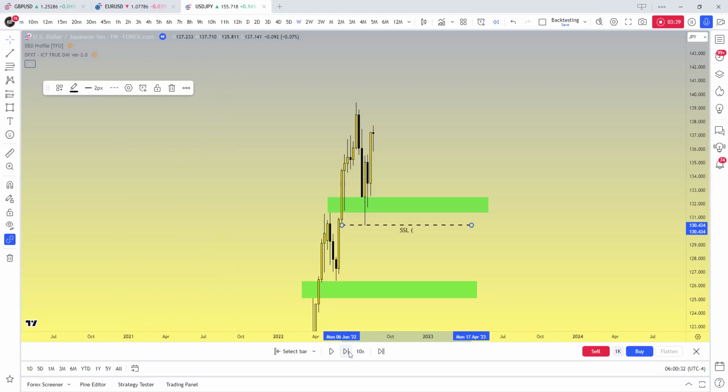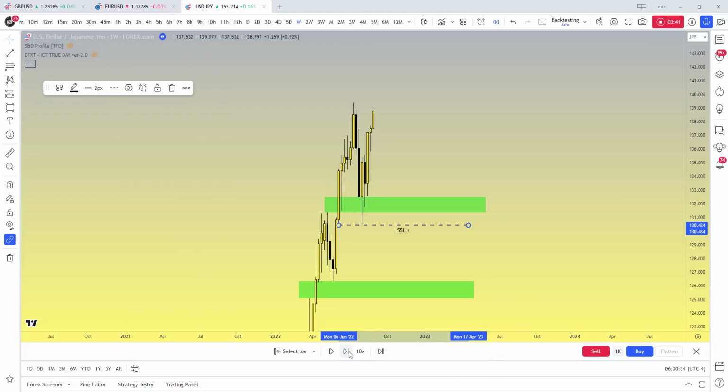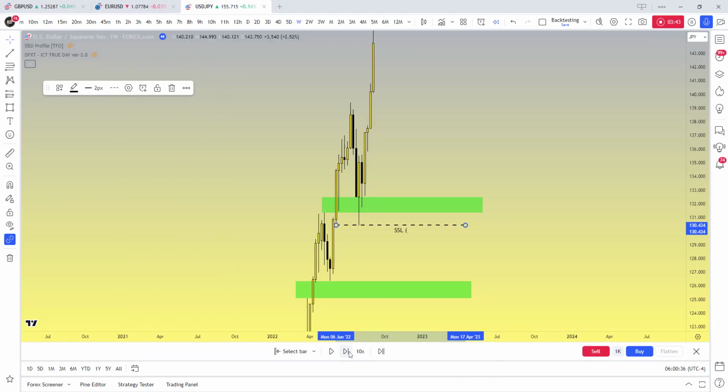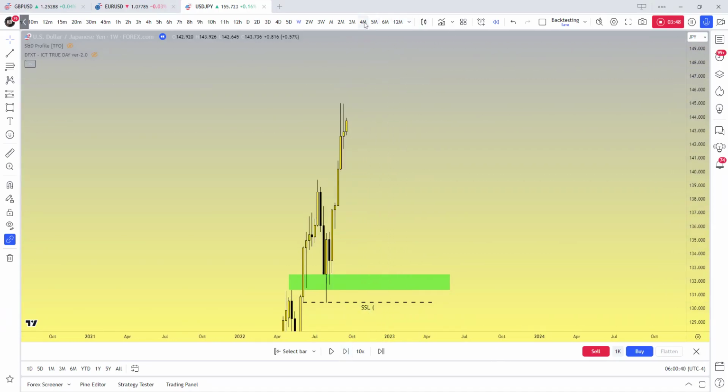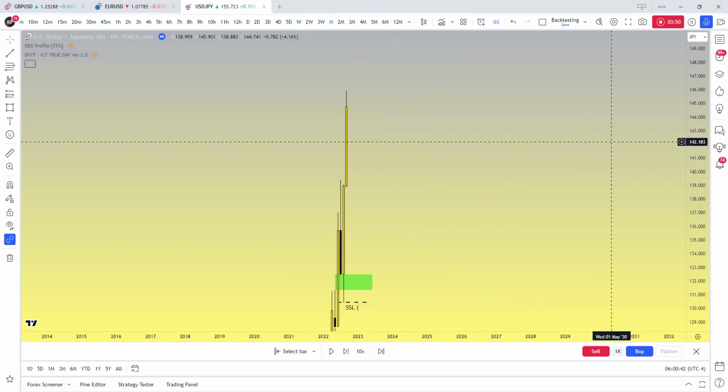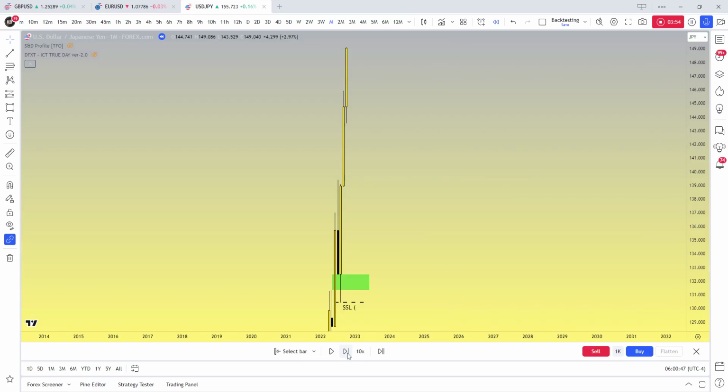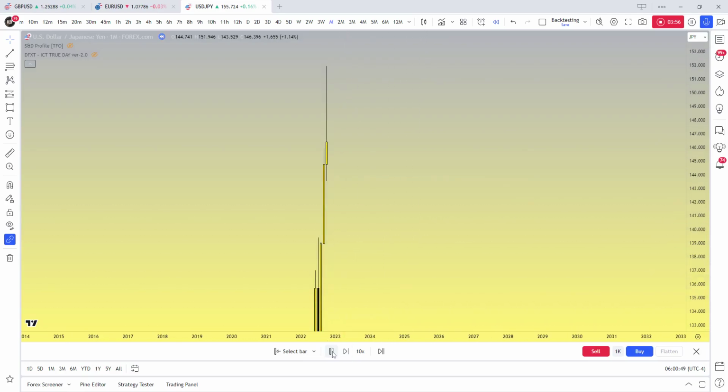Okay, I'm looking for another gap to form. Okay, and it does not. Okay, at this point, I want to go back to the monthly and look for something better. Okay, yeah, dollar yen is in a serious uptrend.